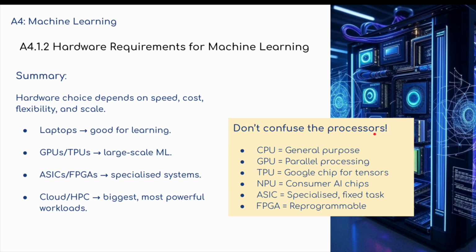Don't confuse the processors. The CPU, general purpose. GPU, parallel processing. TPU, Google chip for tensors. NPU, custom AI chips. ASICs, specialized fixed task. And FPGA, they are reprogrammable.